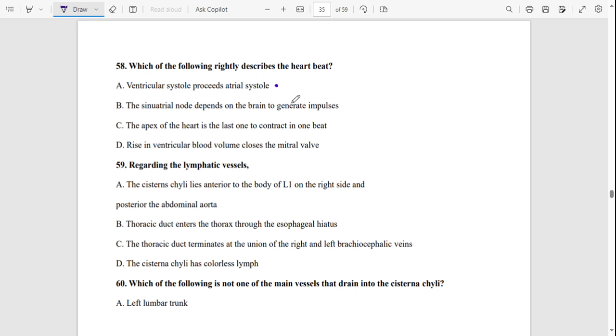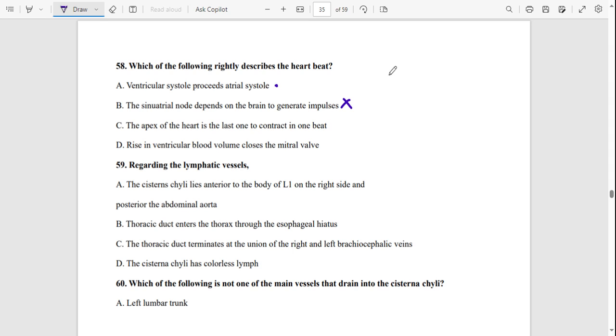The SA node depends on the brain to generate impulses. This one is really not correct. The SA node does not depend on the brain to be able to generate impulses. The apex of the heart is the last one to contract in one beat. Is that true? The apex of the heart is the last one to contract.